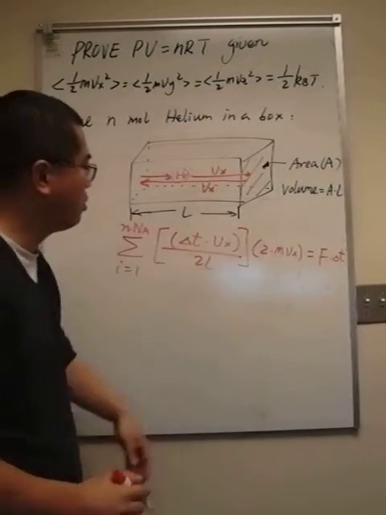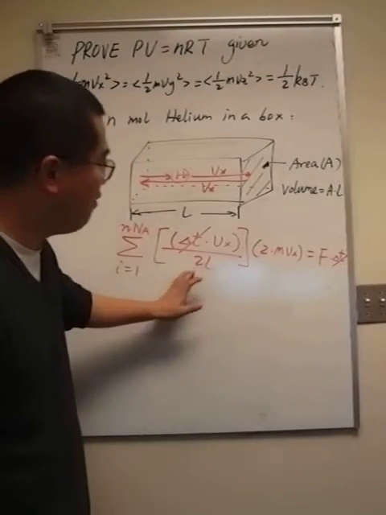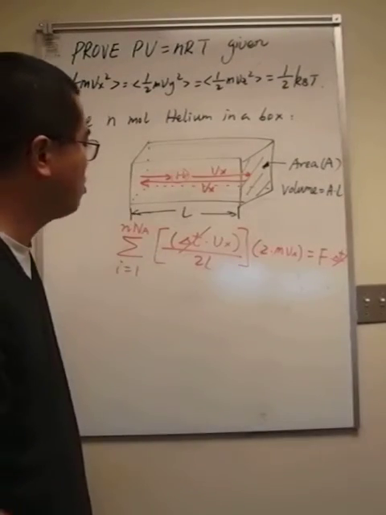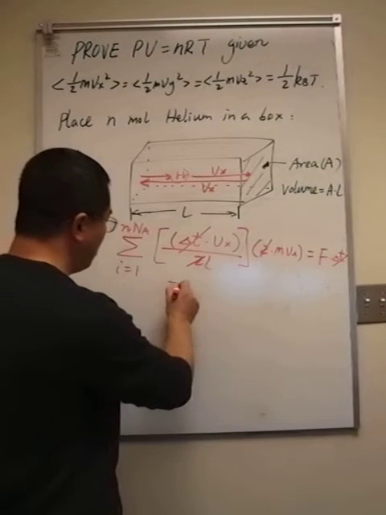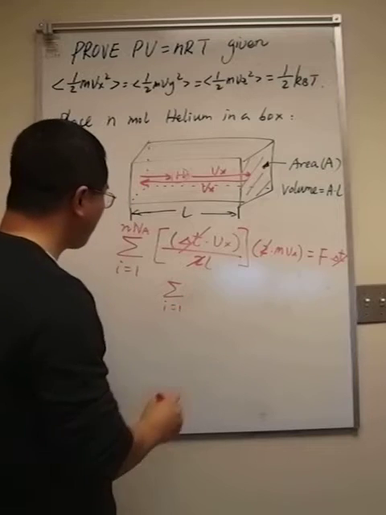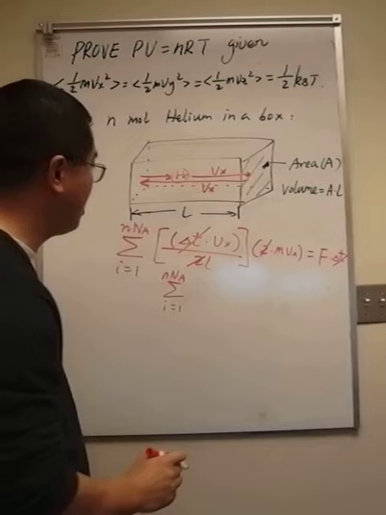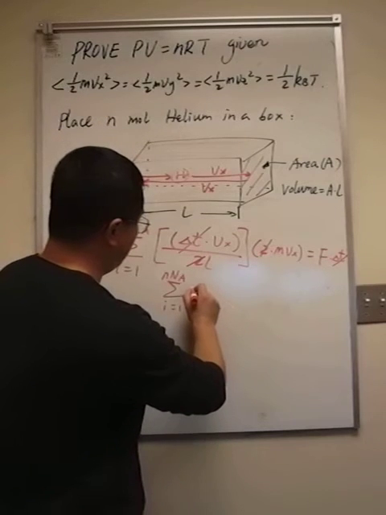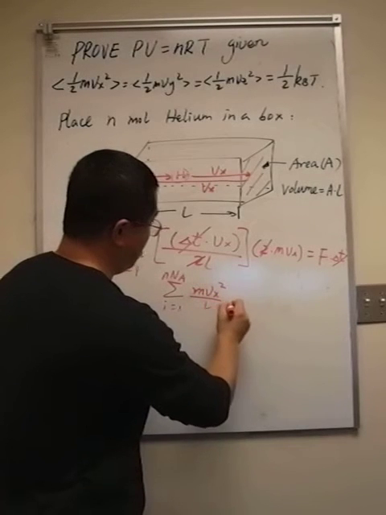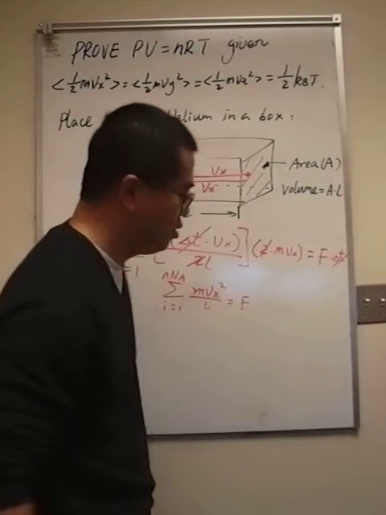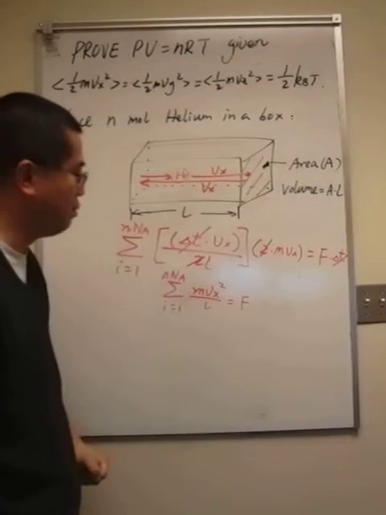And by looking at this, we realize delta t on the left-hand side and delta t on the right-hand side, they cancel. And we can simplify 2 and 2. And then we can get a more simplified form here. That gives you the force exerted by the surface area on the helium atoms.